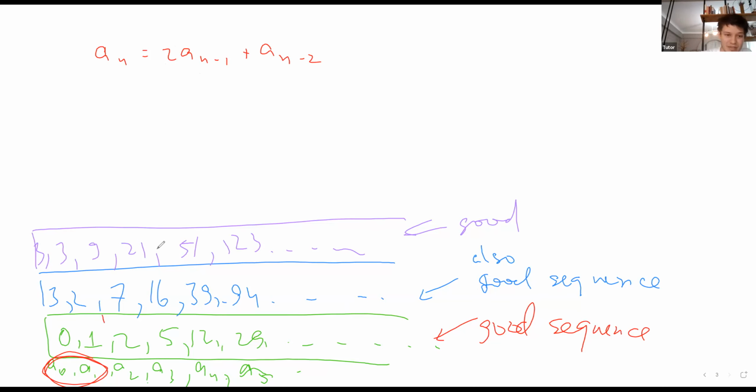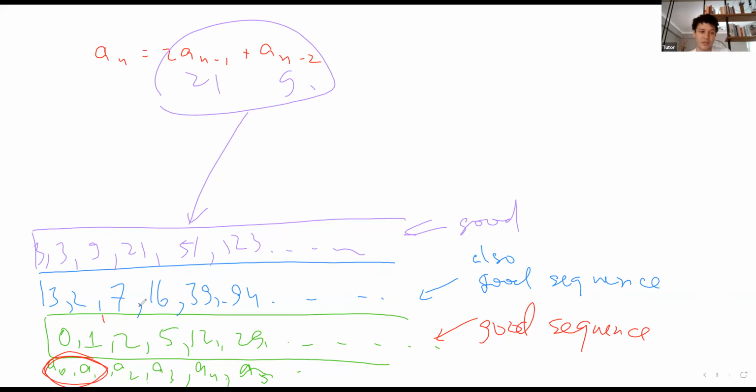Okay, so now what about the next thing? I got 21, so maybe I plug in 21 and 9. Sorry, 21 is the last term. So 21 and 9. So this is going to be 42 plus 9, which is 51. So if you combine this, you're going to get 51. So you see, this relationship basically keeps working. So if you had two good sequences, you can sum them and you also get a good sequence.